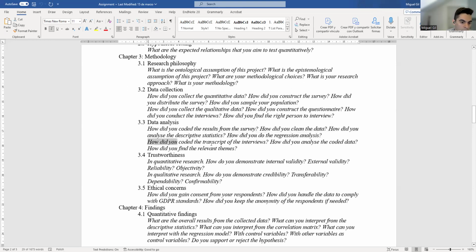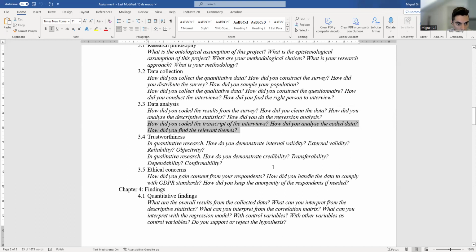And then the qual is the same, but with what you did with Victoria in the qualitative analysis workshop. How did you code the transcripts? How did you analyze the codes? How did you structure your data? How did you find the relevant themes? Did you find more of them from the interviews, or did you relate them from previous literature? Discuss this in there. Again, I think you don't need a lot. You need probably one paragraph to discuss this.